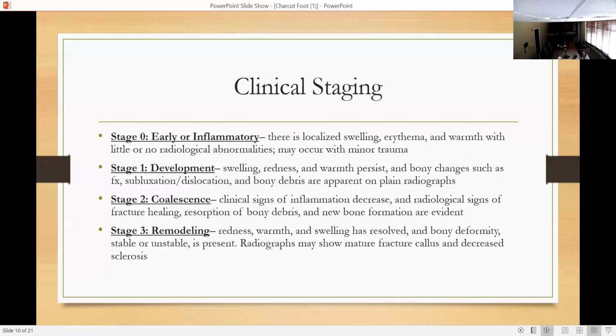Next slide. The clinical staging is stage 0, which is your early or inflammatory stage, where there's localized swelling, erythema, and warmth with little or no radiological abnormalities. This can occur with even the most minor trauma. Stage 1 is the developmental phase, where the swelling, redness, and warmth still persist, but then they start developing bony changes. They could have fractures, subluxation, or dislocation, and bony debris is apparent on plain radiographs.